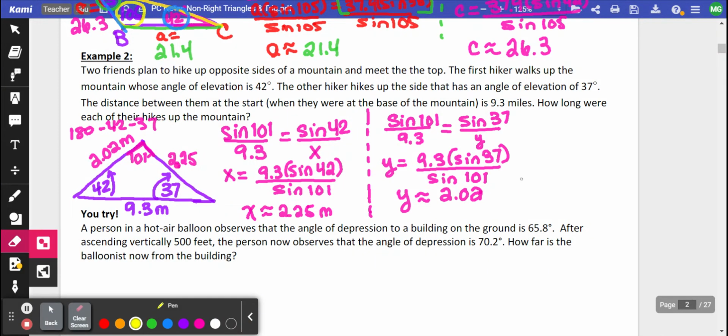Again, you got to be in degree mode. So 101 is opposite 9.3. That's the longest side to the biggest angle. The smallest angle is opposite the shortest side, and the medium angle is opposite the medium length side. So it kind of makes sense. It all works out.